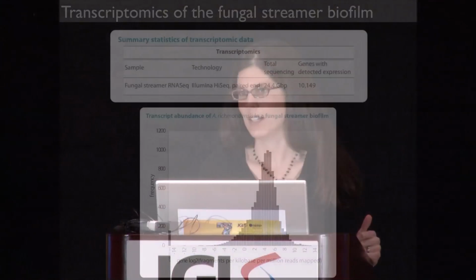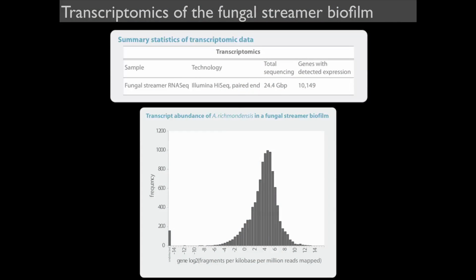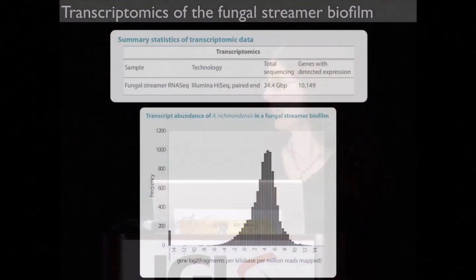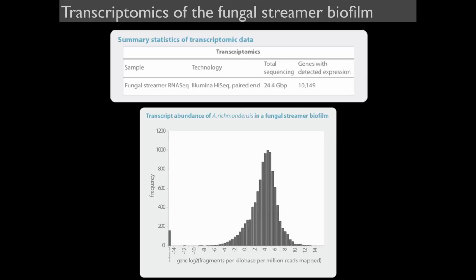We then looked at the transcriptomics of A. richmondensis in the fungal streamer biofilm, and from 24 gigabases of data, we see 10,149 transcripts. If you remember what I just said, we only see about 10,300 up to maybe 11,000 genes predicted in the genome. So we're seeing a transcript for almost every gene. So certainly this may be due to the high sequence coverage, but it's also possible that it's not a true biological signal, that there's some error there. This figure on the bottom is simply just to show the high dynamic range of transcript abundance that we see.